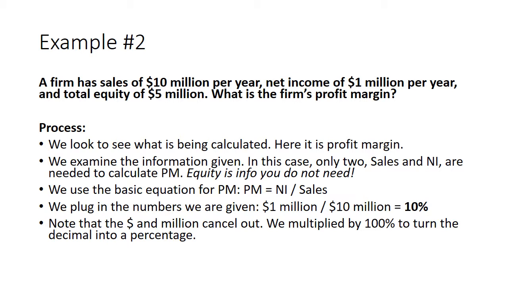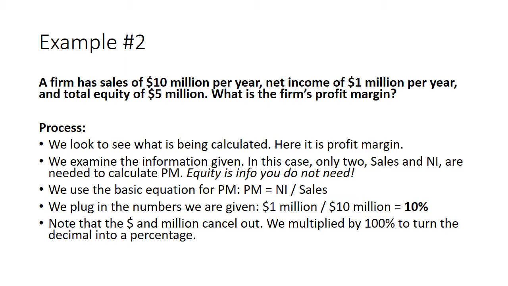Do we need that information to solve this problem? No, it's extraneous. It's information you do not need, so you can safely just ignore it. And so we just use our basic equation and throw in our numbers, 1 million in net income divided by 10 million sales. Notice that the dollar signs cancel out and the millions cancel out, and we're left with 0.10.